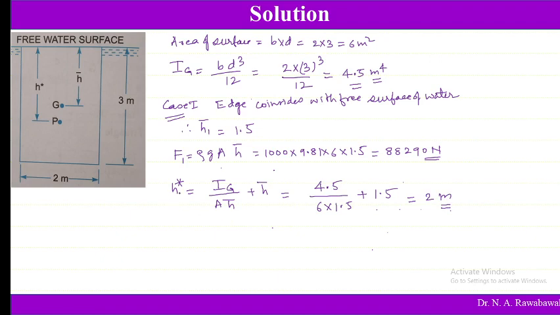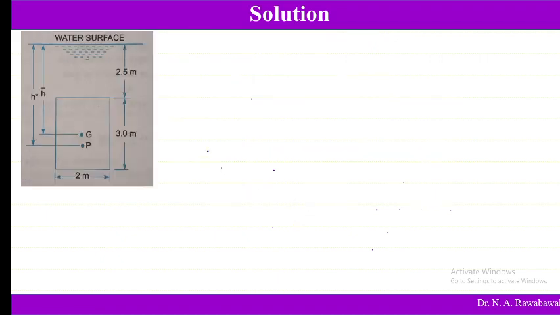H1 star is equal to 2 meters. So this is for the first case. For the second case, we already know the area and moment of inertia. So in case 2, the upper edge is 2.5 meter below the free surface.